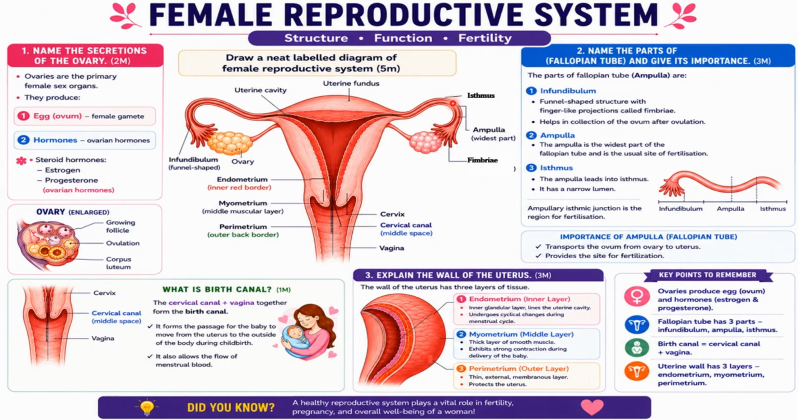Moving on to the uterus, which is a hollow muscular organ that looks like an inverted pear-shaped structure. It consists of a fundus, uterine cavity, and cervix. Moving on to the next important part of the uterus, that's the wall of the uterus, which is also a very important question for the exam.